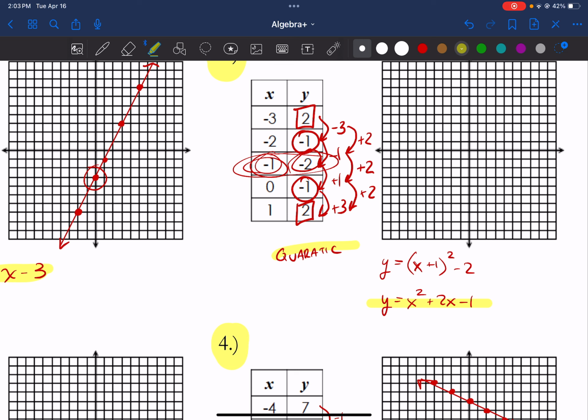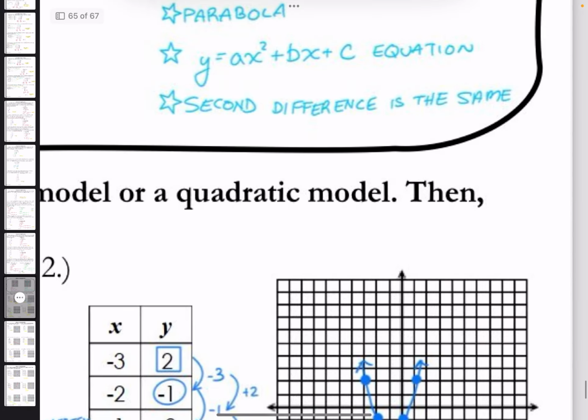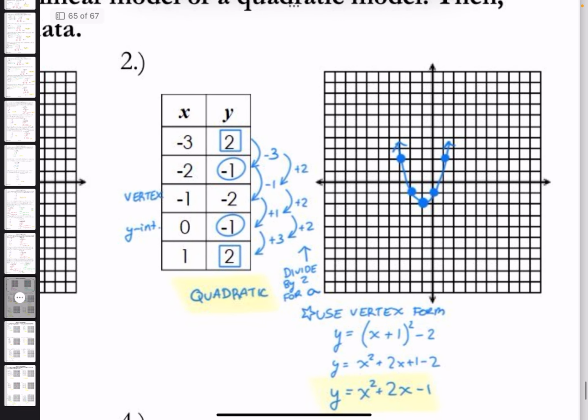You can also graph it. There is a way for you to find out if there is an a. If an a needs to go over here, what you do is you take the second difference and you divide it by 2. So here's kind of cleaner notes that I can show you. You want to divide that second difference by 2 so that you can figure out what your a is.